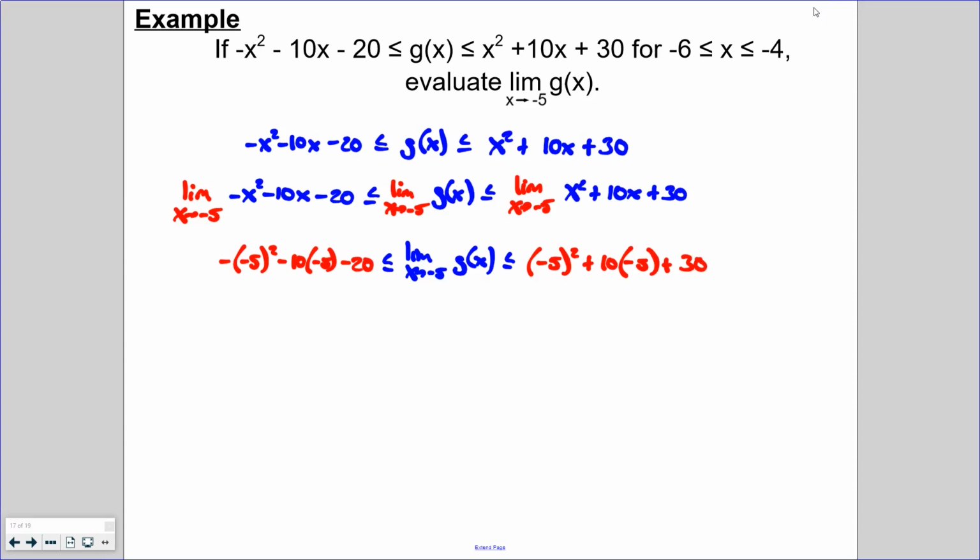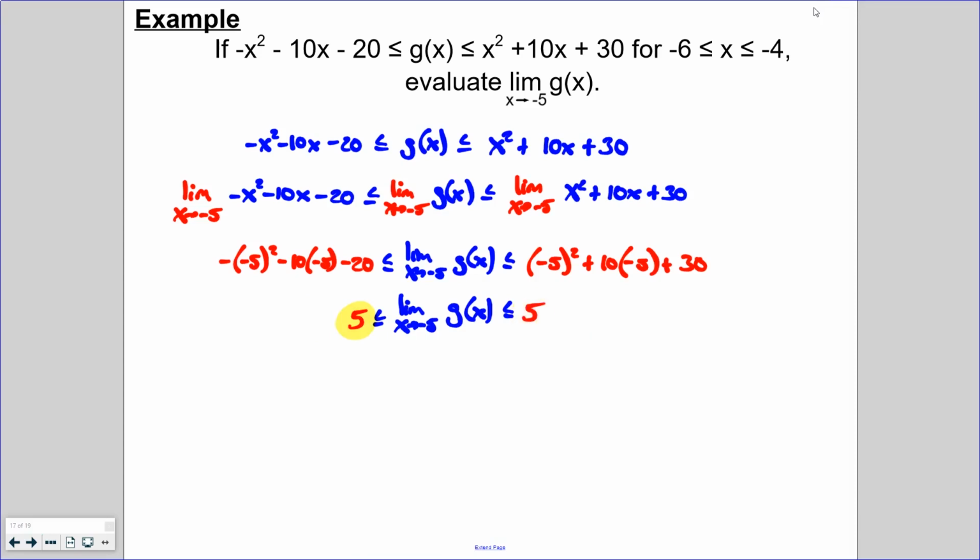Alright, so now when we evaluate the lower expression and the upper expression, negative quantity negative 5 squared minus 10 times negative 5 minus 20 is going to give us a value of 5. And that's going to be less than or equal to the limit as x approaches negative 5 of g of x, which is less than or equal to. And then when we evaluate negative 5 squared plus 10 times negative 5 plus 30, we are going to get 5. And then here is where our second condition is met. We can see that the limit of the lower function is equal to the limit of the upper function. They are both equal to 5.